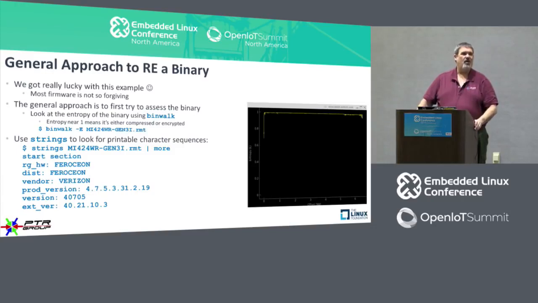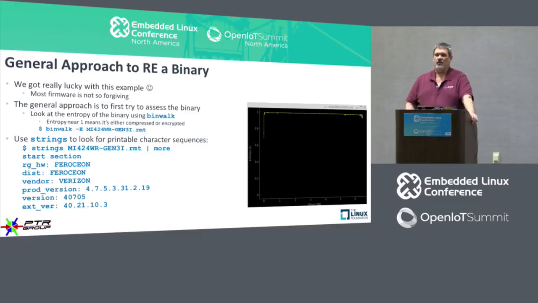So that gives you some hope that there's some way of being able to figure out what's inside of it. Then another tool we'll use is the strings command. Once you've decompressed it and you run strings across it, you'll find all kinds of stuff in there, like this: start section, RG hardware, Ferocion, distribution, the vendor of Verizon, the product version, et cetera, et cetera. That was all in there just through looking at the strings.